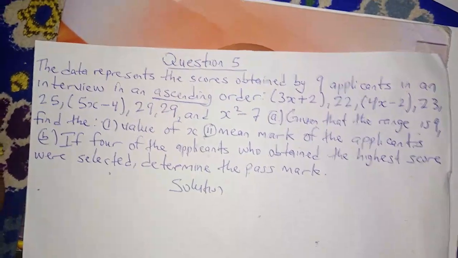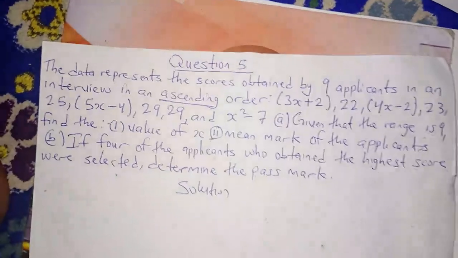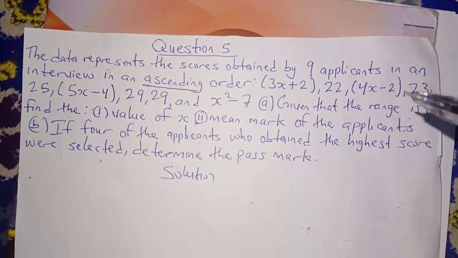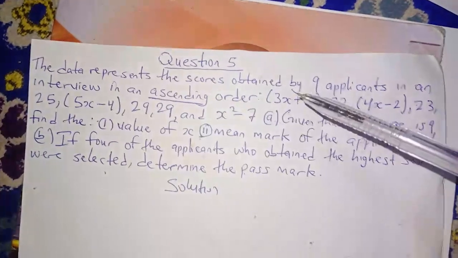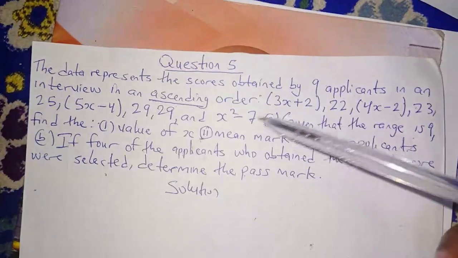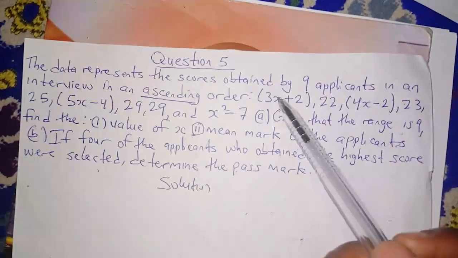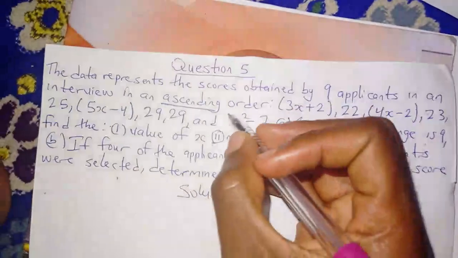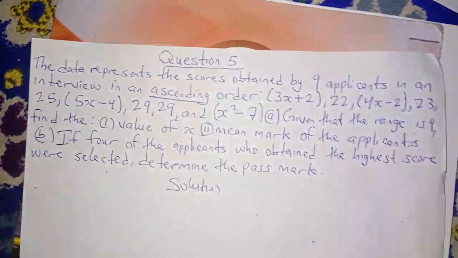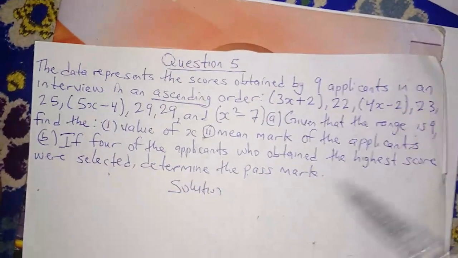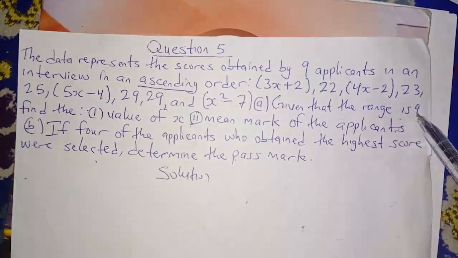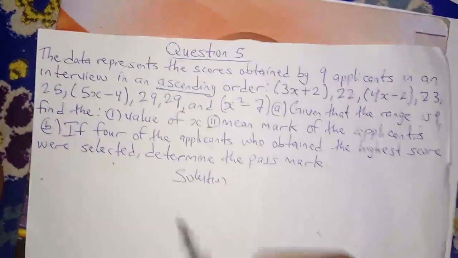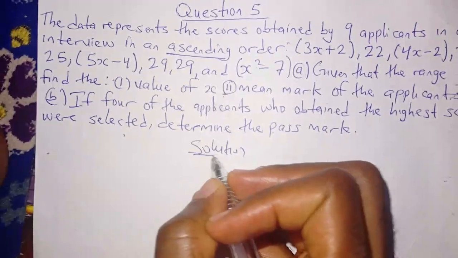So what this implies is that we will have 9 scores, some written in terms of x, while some are written as a normal number. So ascending order means these scores are arranged from the lowest to the highest. So that simply implies that this number here is the lowest number, while this is the highest number. That is what the word ascending simply means. So we've been given that the range of the score is 9, and we have to find the value of x. So how do we go about this? Just go with me.